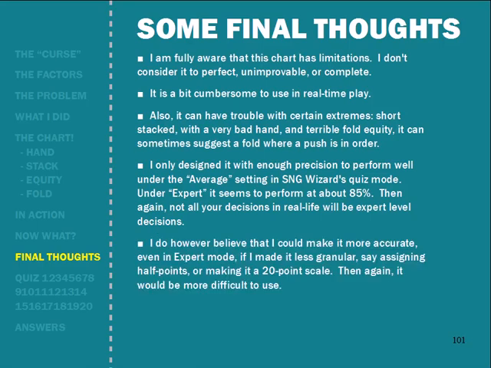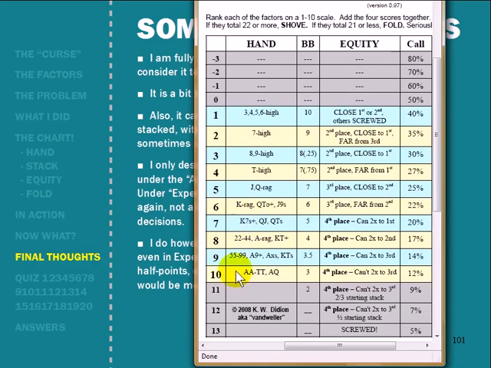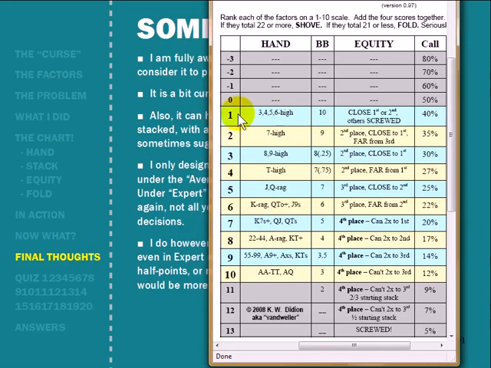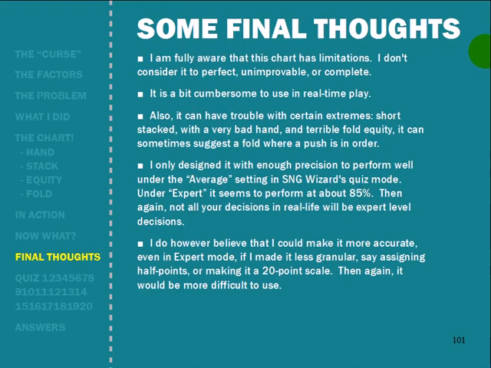That being said, I do believe that I could make it more accurate, even in expert mode, if I made it less granular. You know what I mean by granular? Like if instead of 10 points I had 20 points, or if I assigned half points, right, there would be more kind of hooks, so I could capture more subtle distinctions in equity or in fold equity or in your stack, or get more specific with regard to how strong your hand is. So if I had more way stations or whatever, then I could do that. But of course, then again, it would be much more difficult to use.